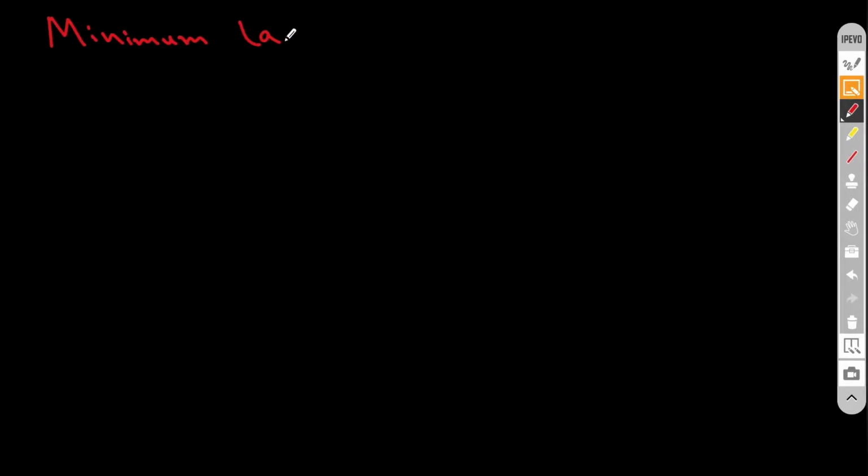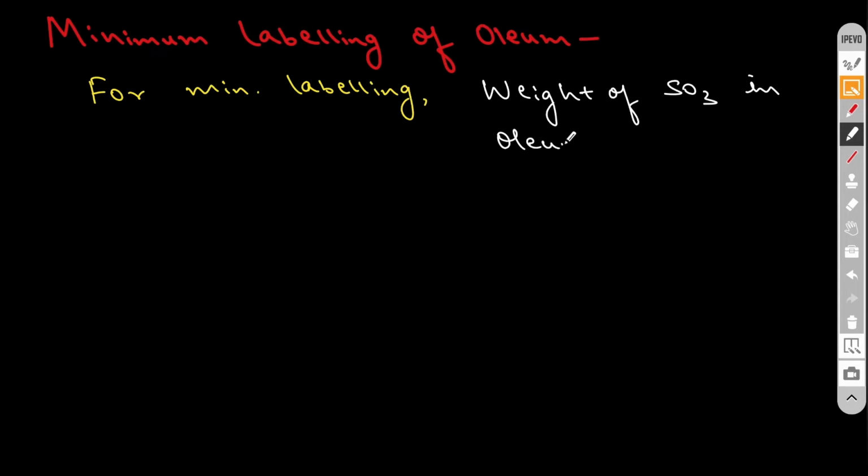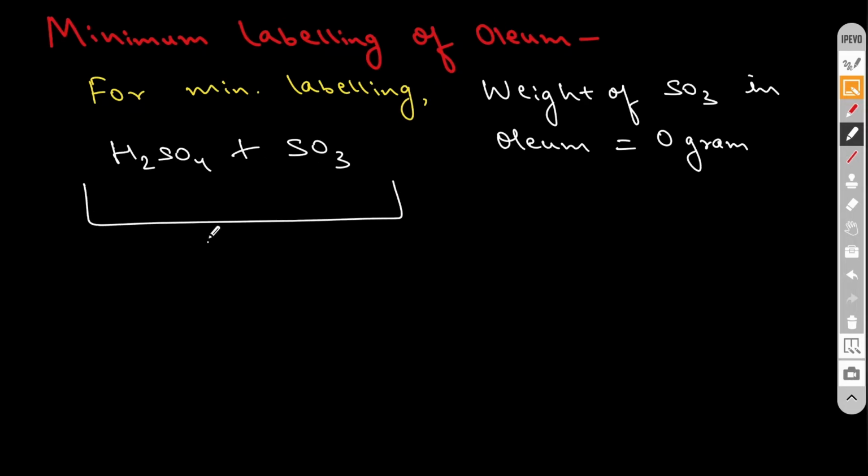Now we'll move further. We'll write minimum labeling of oleum. So what can be the minimum value of percent labeling of oleum? We'll discuss it here. For minimum labeling, we will have weight of SO3 in oleum equal to 0 gram. We know oleum consists of H2SO4 and SO3, right? So for minimum labeling of oleum, the weight of SO3 should be 0 gram.